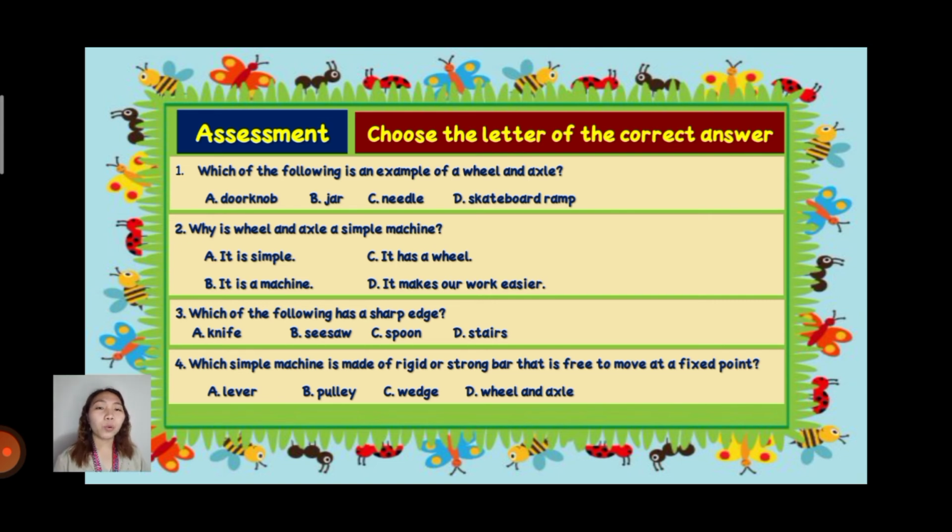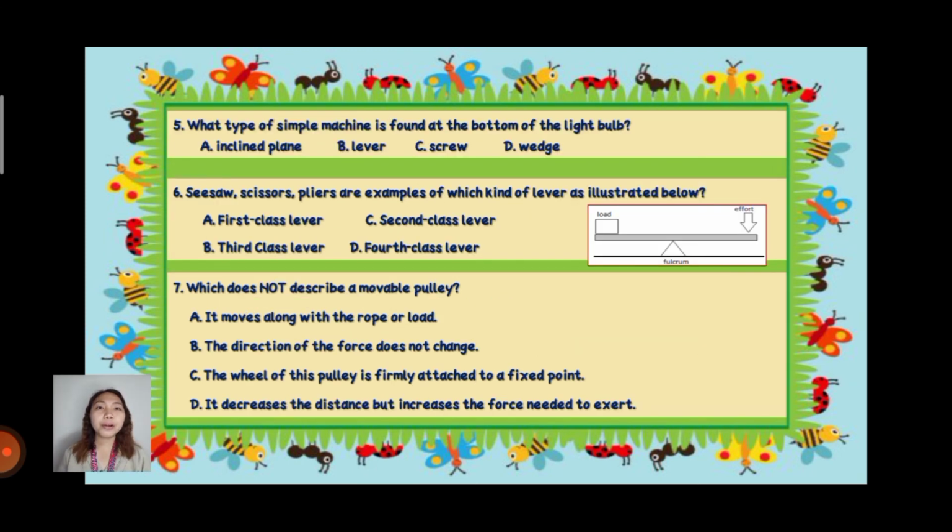Number 4. Which simple machine is made of rigid or strong bar that is free to move at fixed point? A, lever. B, pulley. C, wedge. Or letter D, wheel and axle. Okay, for number 5, what type of simple machine is found at the bottom of the light bulb? Kanang nasa tumoy. Okay, A, inclined plane. B, lever. C, screw. Or letter D, wedge.